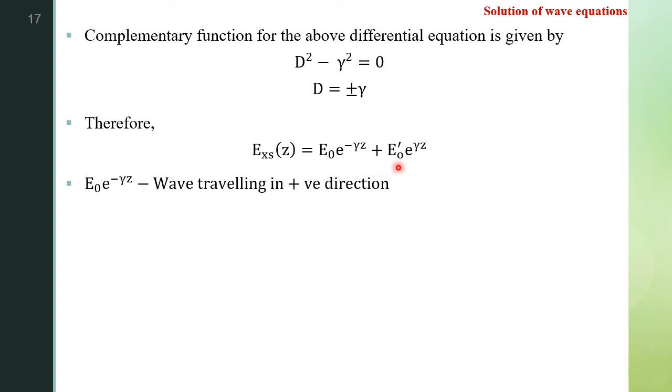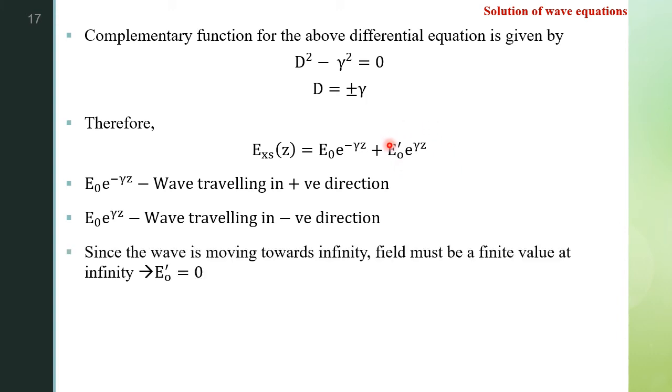Now, when you consider the second term, it is the wave moving in the negative direction, because as z tends to minus infinity, this will reduce to a finite amplitude which is 0. So when you consider the wave, we are assuming that the wave is moving towards infinity. So the electric field must be a finite value at every point. Whatever point we consider, it should be a finite value. So if we substitute infinity directly here, this term tends to infinity. So the field can't be infinity. Since it should be a finite value, E naught dash will be equal to 0 in the case of the wave propagating in positive z direction.